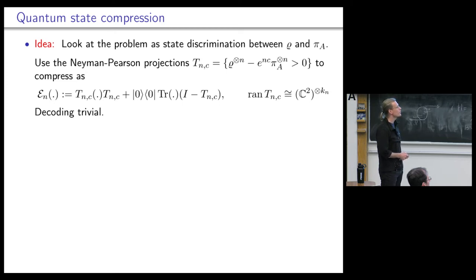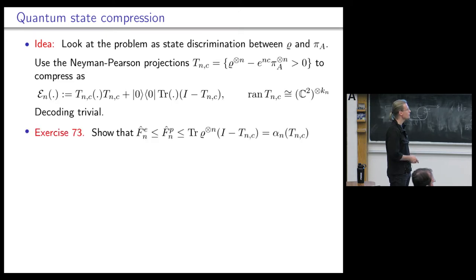We just sandwich the state with these two projections, and we put the remainder into some random fixed state. Okay? And here the range of this compression projection is more or less isomorphic to k n qubits, the space of k n qubits. And for the decoding, we just take a trivial one. So we embed these qubits back to, or we put back this operator into the original system.